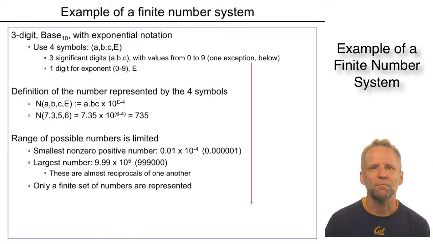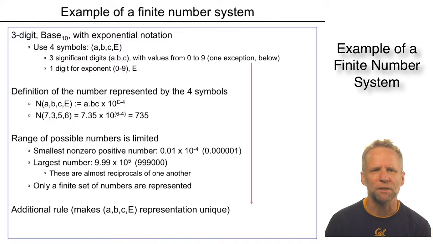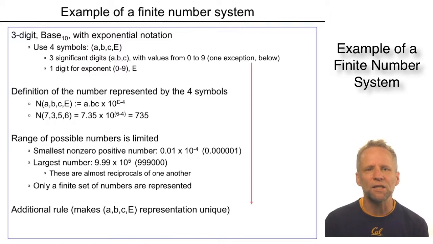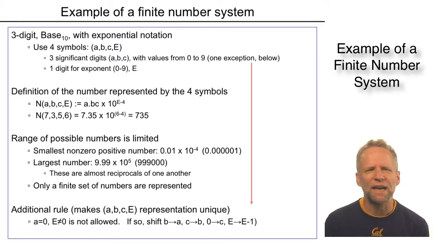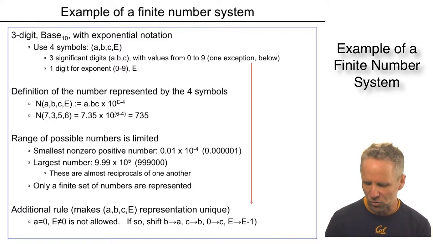Now, there's one exception, as I mentioned, and let's see what that exception is. So this is a rule. It's going to make this representation unique, meaning that if I give you a number that is representable, if we follow one additional rule, there's only going to be one way to write that number with the A, B, C, and E. And the rule is that the combination A equal to 0 and E not equal to 0 is not allowed. If you had a number like that, you simply should shift the B digit to the A digit, the C digit to the B digit, 0 to the C digit, and subtract 1 from E.